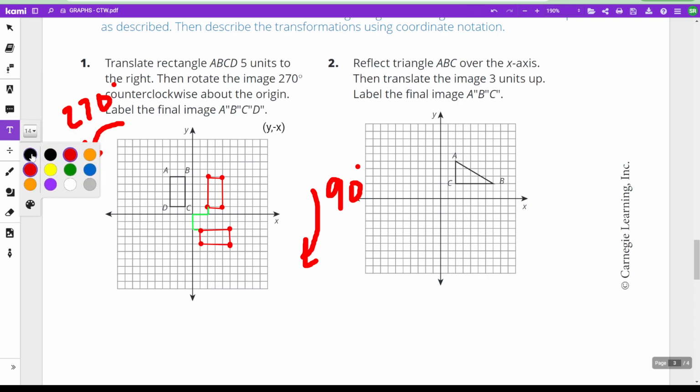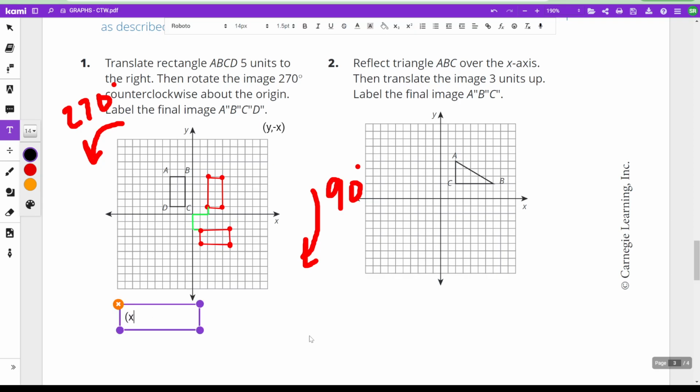Okay, so now let's find the coordinate notation to describe these transformations. So we had our original coordinates x, y, and then we translated to the right 5 units. And so if we translate to the left or right, the x coordinate is affected. So we're going to say x plus 5, y describes that translation. Now here comes the tricky part.